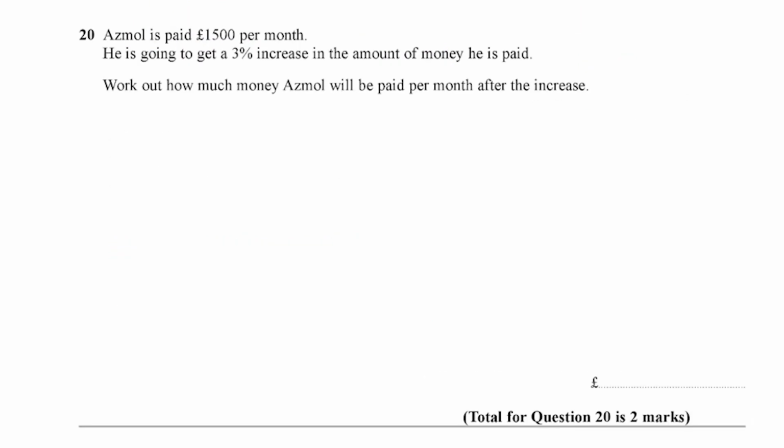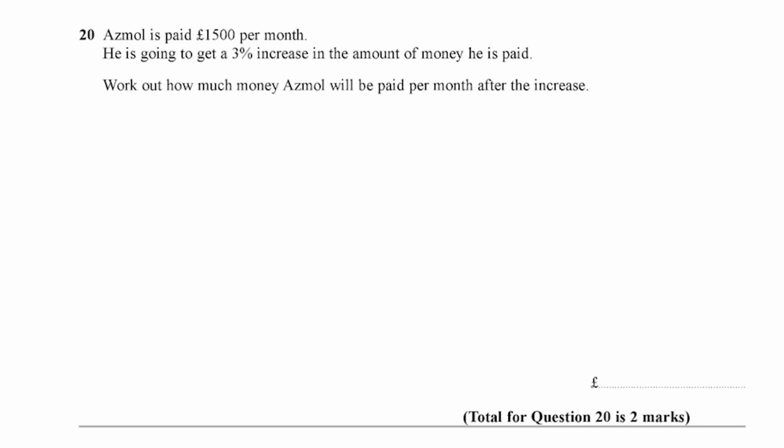Question 20. Asmal is paid £1,500 per month. He is going to get a 3% increase in the amount of money he is paid. Work out how much money Asmal will be paid per month after the increase. Okay, so we need to find out 3% of £1,500 and add it on to what he's already been paid, the £1,500.